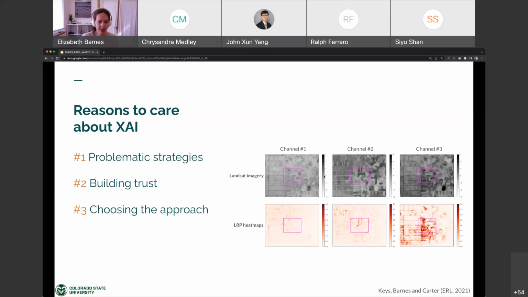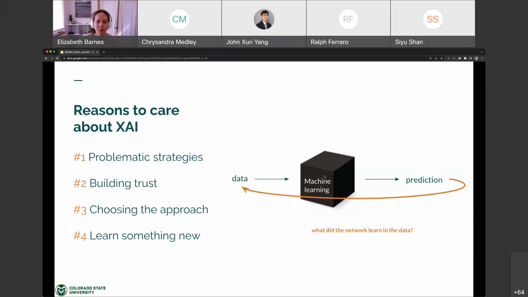And finally, I've already said this is a potential reason to use XAI, but it's to learn something new. Even if you don't care about the prediction itself, you put your data in and you get out a prediction. Maybe you don't care about the prediction, but what you want is to understand how the machine learning algorithm was able to make that prediction in the first place. That is, you can learn from what the network learned within the data. This is where a lot of the work in my group is heading right now. So with that, I'd like to give you two examples of what I mean by this.